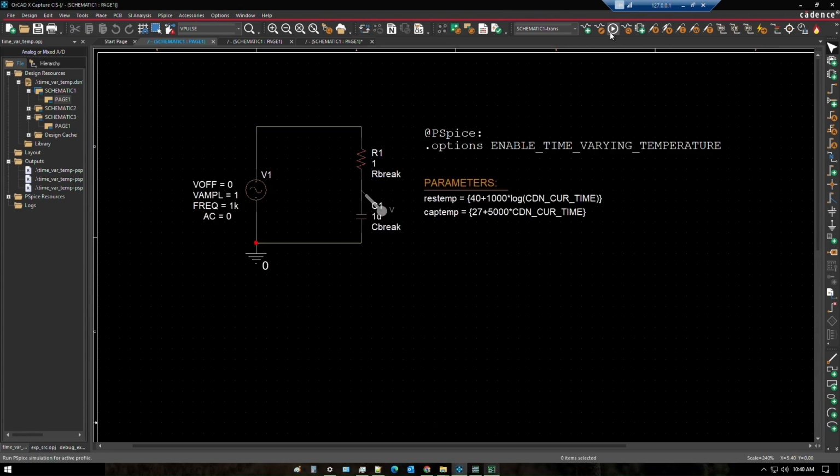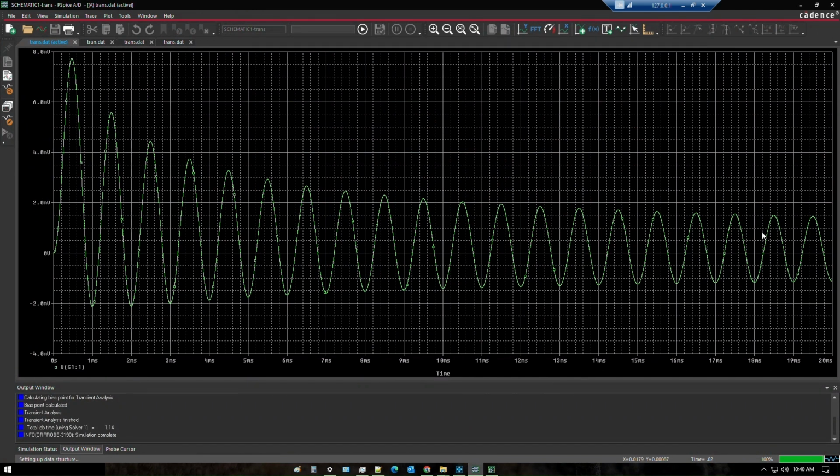Run the simulation and observe how the input sinusoidal wave decays as simulation time progresses, due to change in device temperature leading to this behavior.